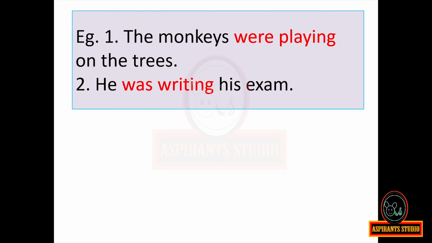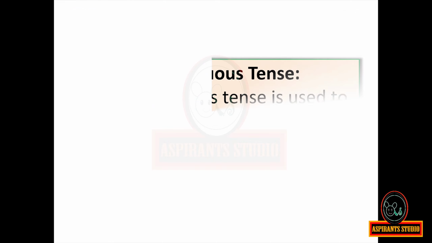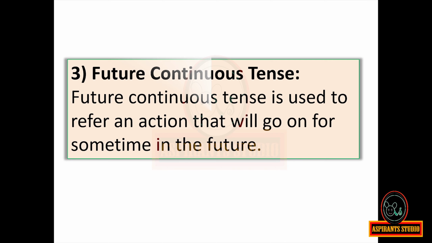Example, the monkeys were playing on the trees. He was writing his exam. Future continuous tense. Future continuous tense is used to refer to an action that will go on for some time in the future.